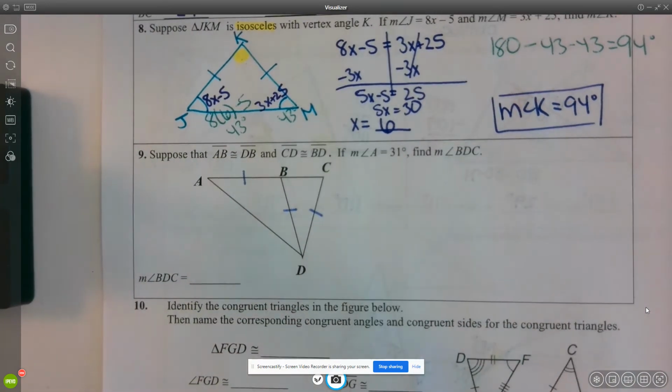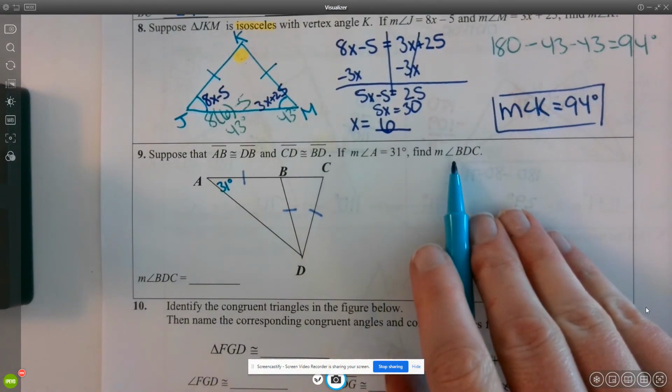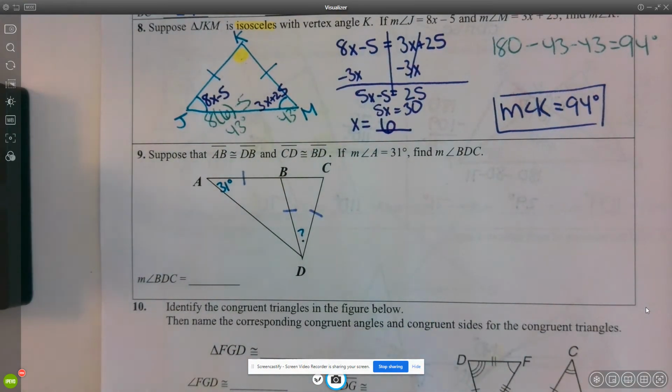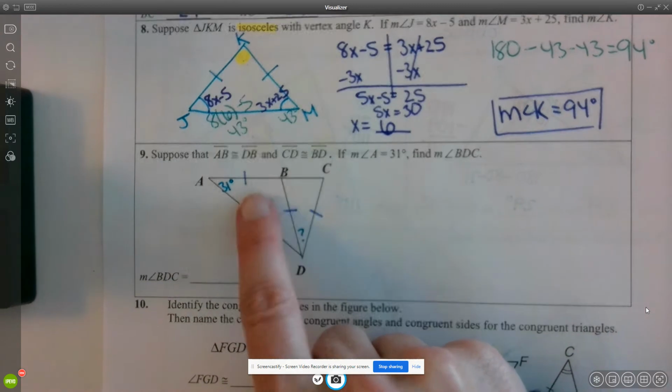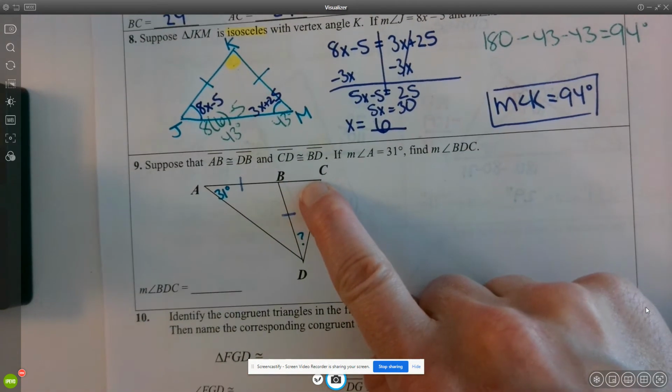Angle A is 31 degrees. I need to find the measure of angle BDC. That is this angle here. So looking at my picture, I notice I have 2 different isosceles triangles. I have one here on the left and one here on the right.